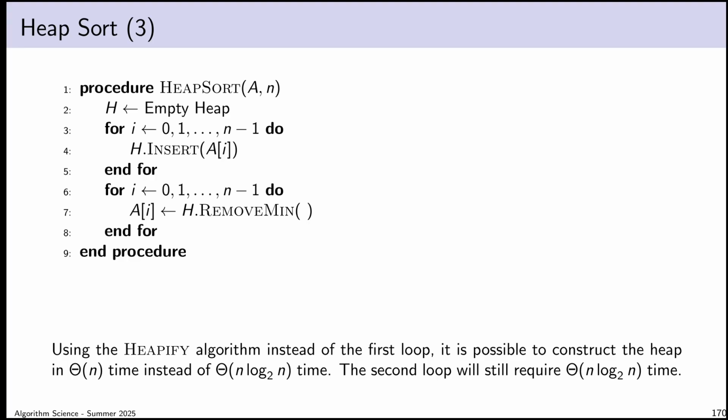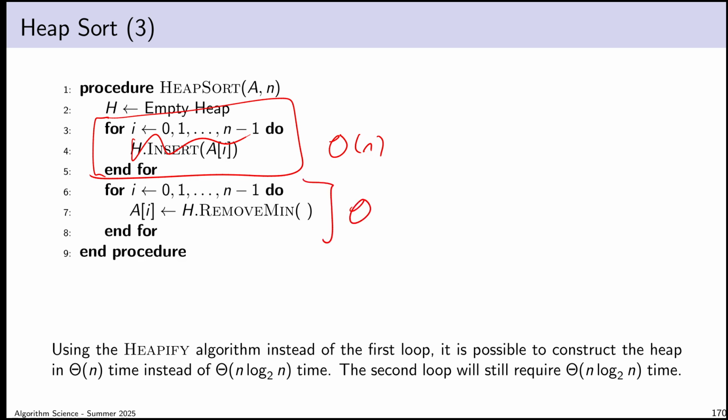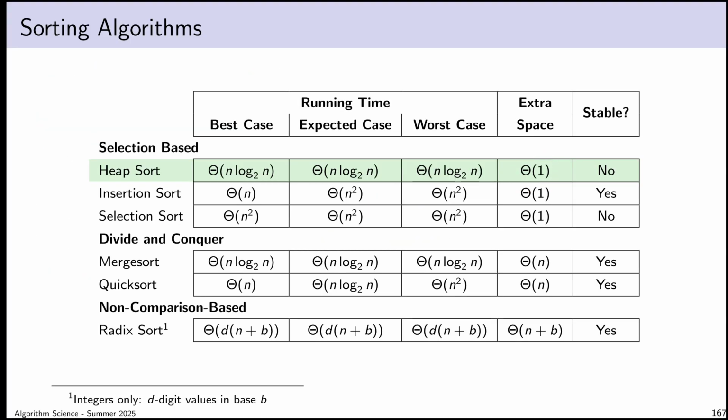If I were to use Heapify instead of this business, well, then I could take this whole step down to n by not inserting each element individually. The problem is this thing would still be big theta of n log n. Okay, so too bad, heap sort is still n log n. That shouldn't surprise us one bit because it's impossible for heap sort to be any faster than that. We already know that because it's a comparison-based algorithm, we cannot do better than this in the worst case.